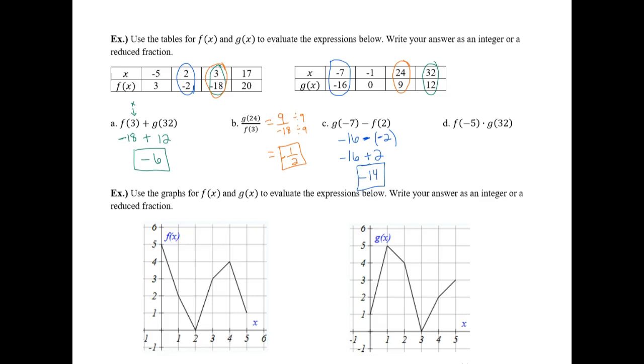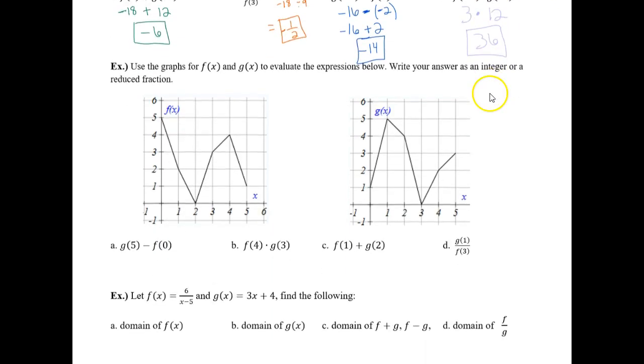And lastly, D here, we're looking at f of negative 5. So on my table, I find f of negative 5, and I get out positive 3. I will be multiplying by g of 32. We already found 32 on our table. We know that it comes out as 12. 3 times 12 ends at 36 overall.